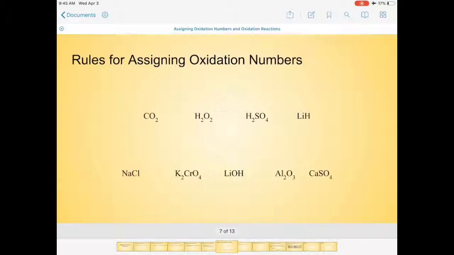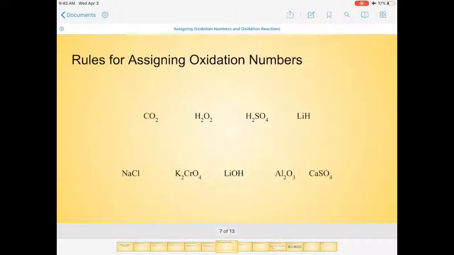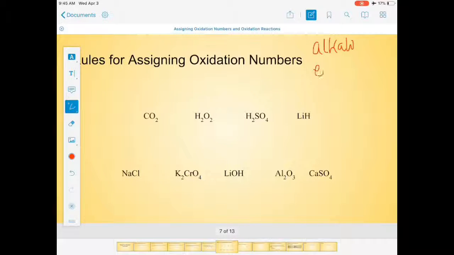So we're going to practice some of the rules for assigning oxidation numbers. Basically, the order that you want to go in is you want to start with your alkali metals, then your alkali earths, then you want to look for any oxygen or hydrogen, then everything else. And just based on this precedence, we can use the periodic table to figure everything out.